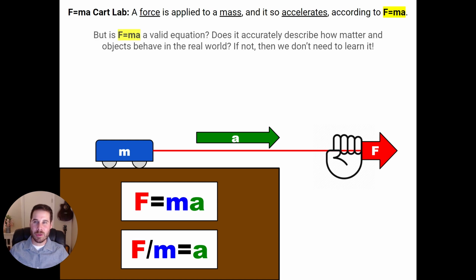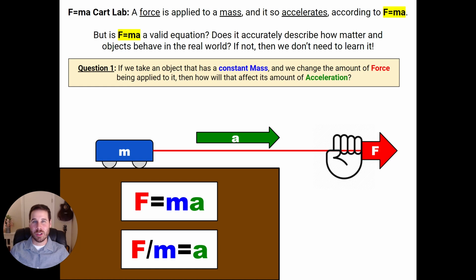Now, is F equals ma a valid equation? Does it accurately describe how matter and objects behave in the real world? If not, then you probably don't need to learn it, and you'll be able to prove once and for all that your teacher's just making stuff up. So let's figure out if that's true or not.